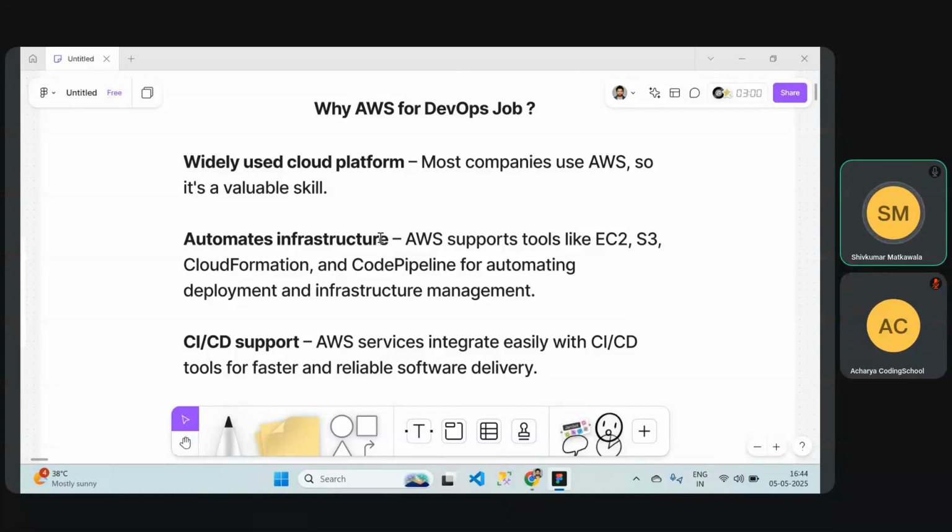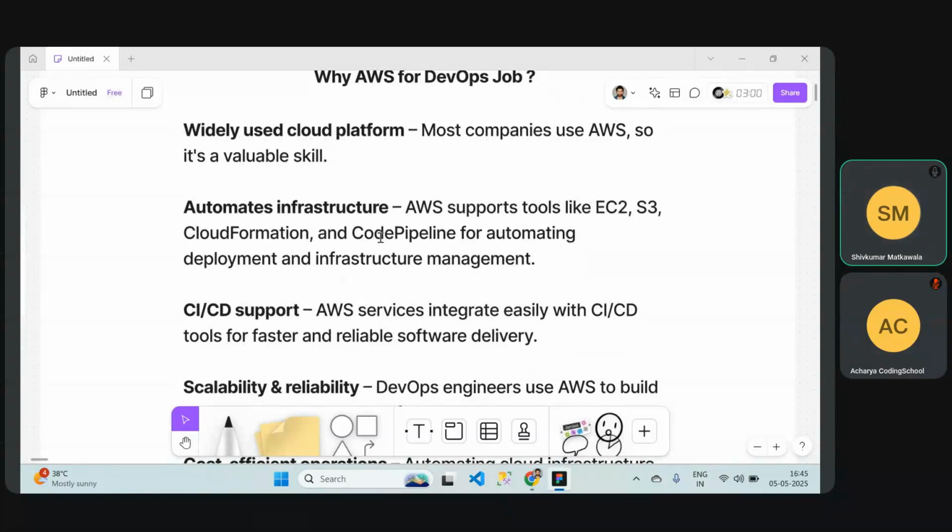So if you want that whole infrastructure available in a fraction of a moment, whenever you want it, you have to do some automation. That is possible with AWS, because AWS supports tools like EC2. We are going to talk about EC2, S3, CloudFormation, and CodePipeline for automating deployment and infrastructure management. Some of these words are a little heavy, I can understand.